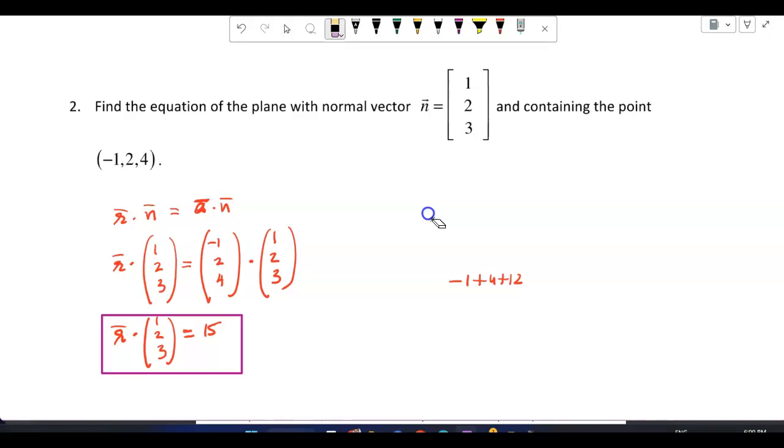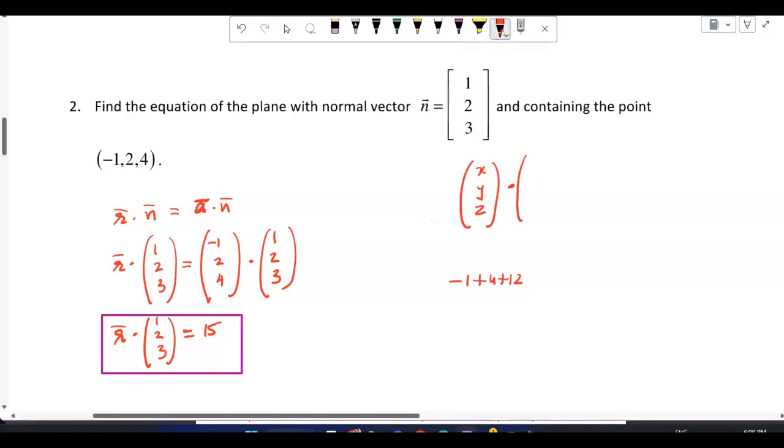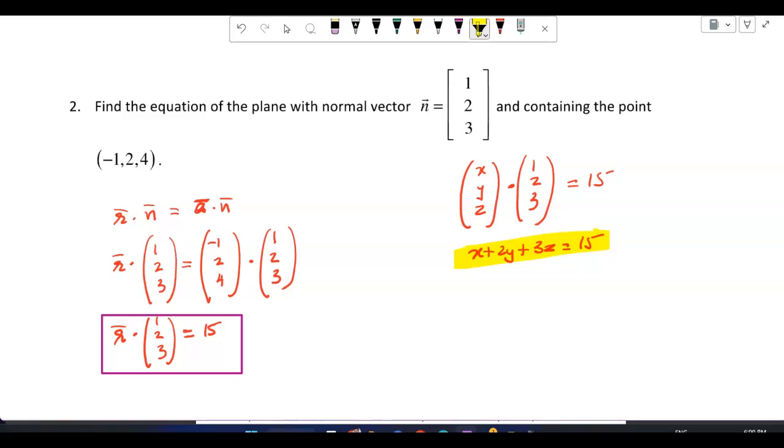So to convert a normal form to Cartesian form is very simple. You simply replace your r by xyz. You replace your r by xyz dot this normal vector 1, 2, 3 is equal to 15. So x plus 2y plus 3z is equal to 15. That's your Cartesian equation. Simple. So to get to the Cartesian equation, you have to go through the normal form.